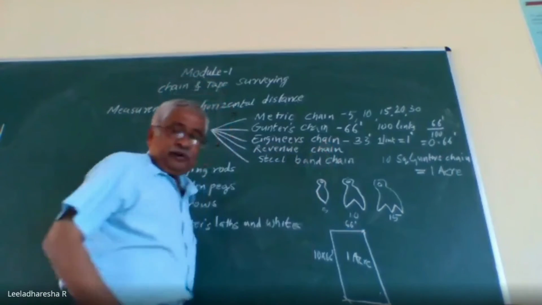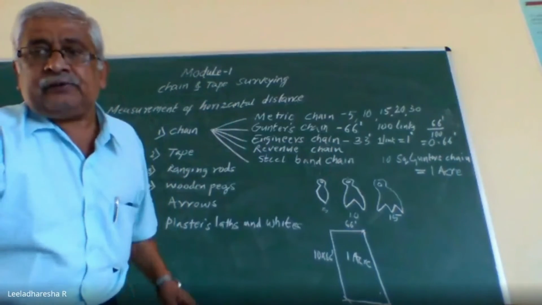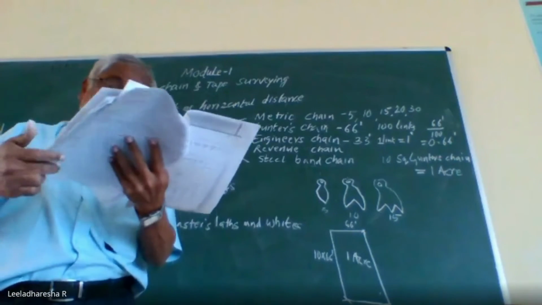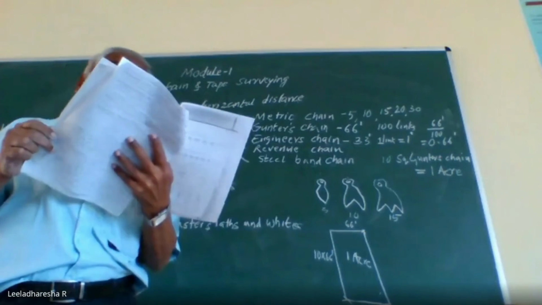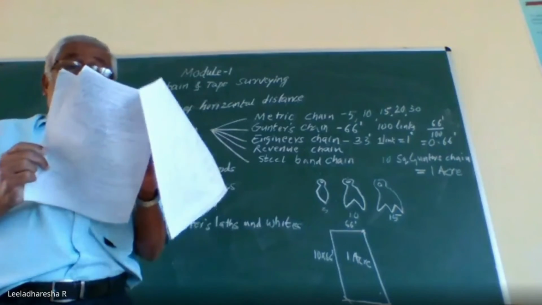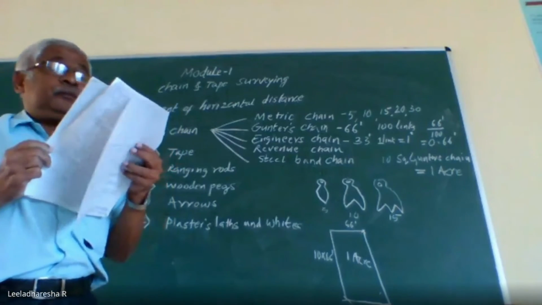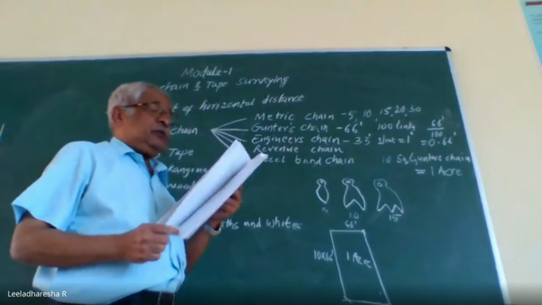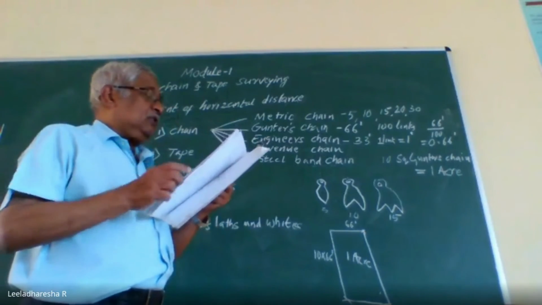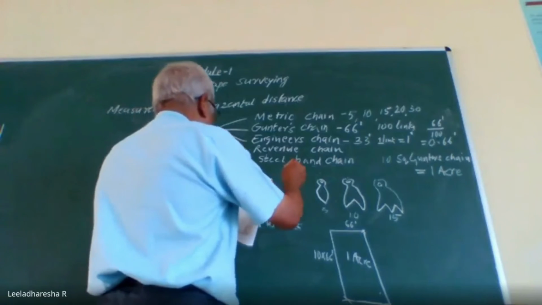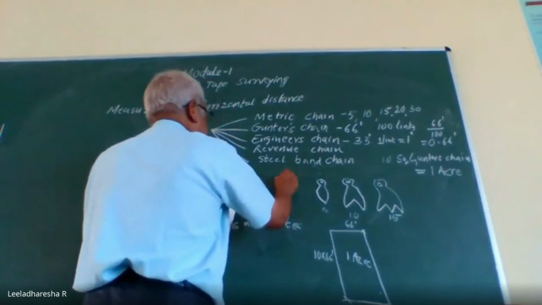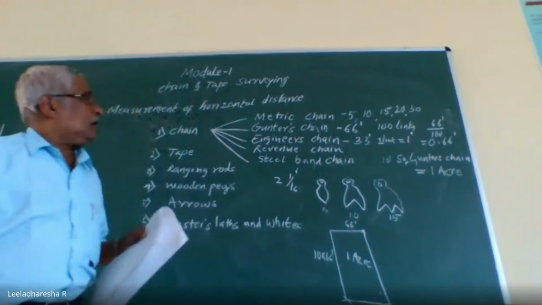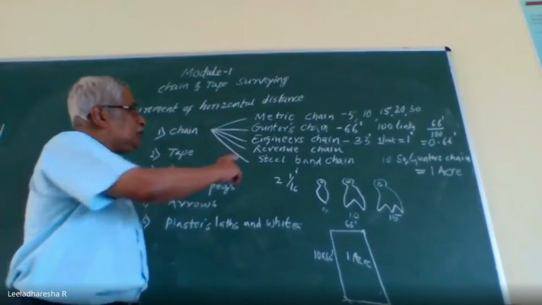Next one is the revenue chain. The revenue chain is 33 feet in length, with each link being 2/16 feet. So, the revenue chain consists of 33 links.